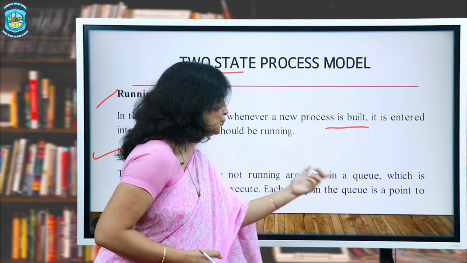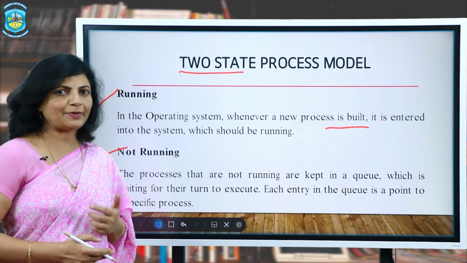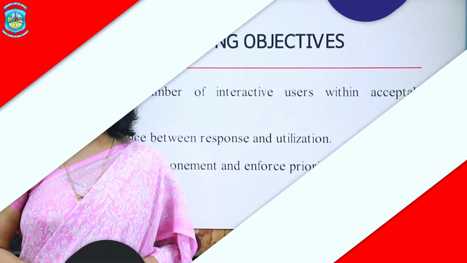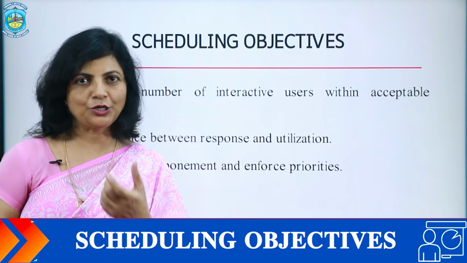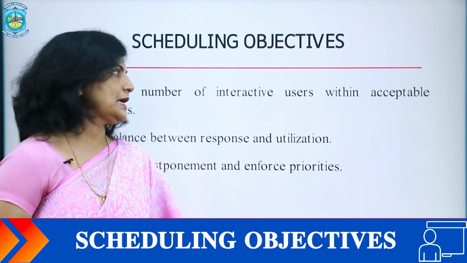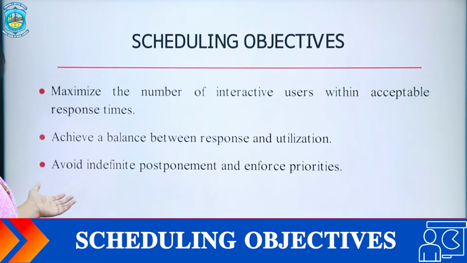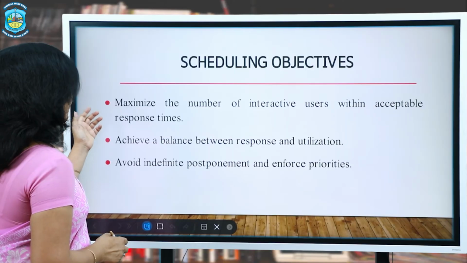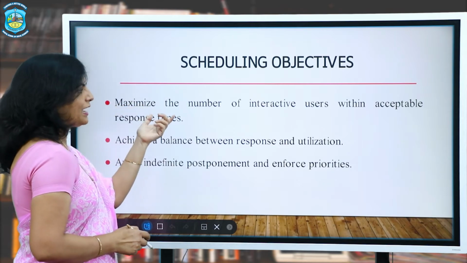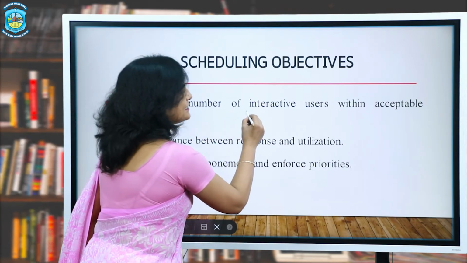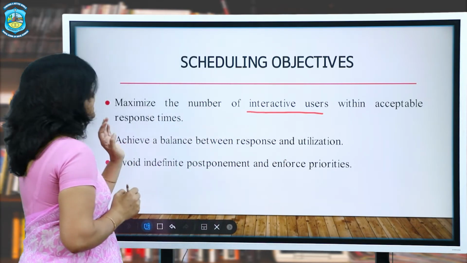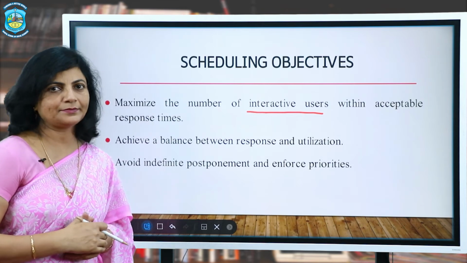Each entry in the queue is a pointer to a specific process. Now let us see what the scheduling objectives are. These are the three main objectives. The very first one is to maximize the number of interactive users within acceptable response time.